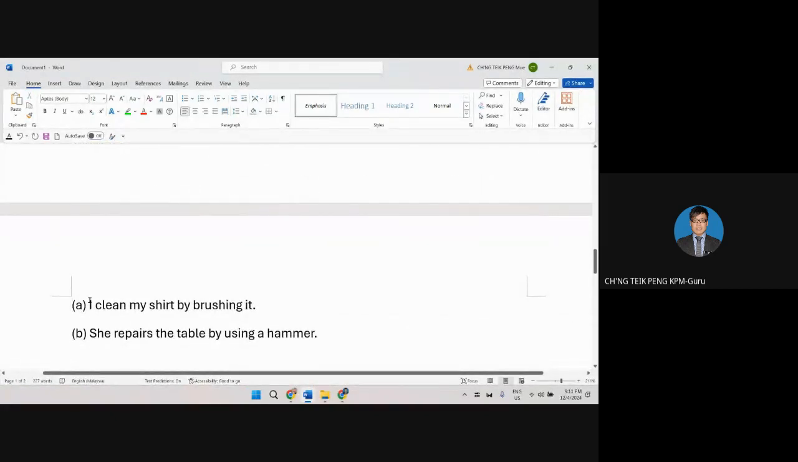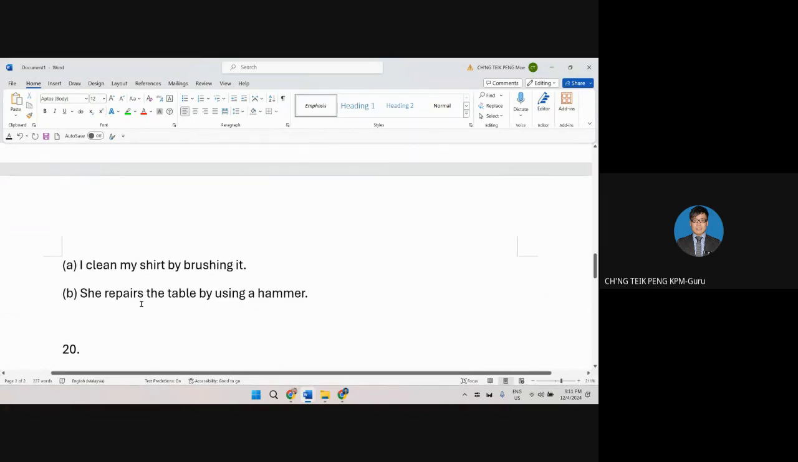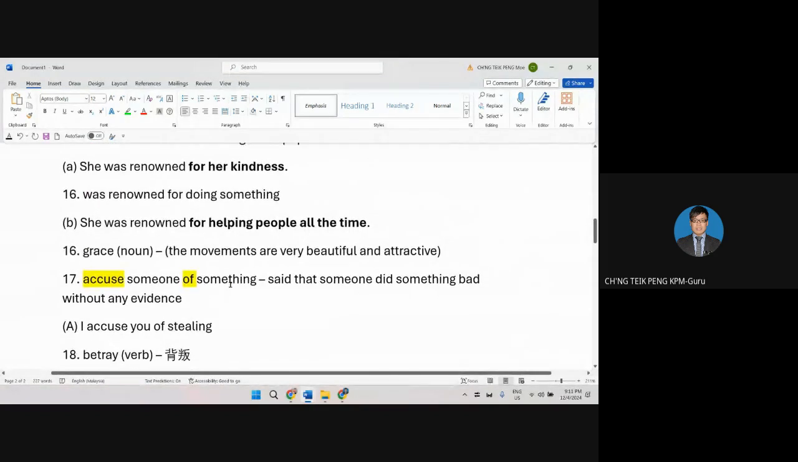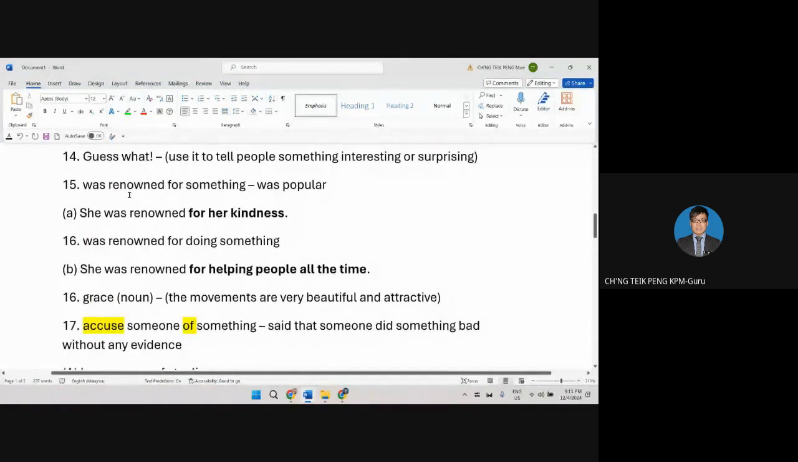For example, I clean my shirt. How do I clean my shirt? By brushing it. She repairs the table. How does she repair the table? By using a hammer. So by tells us the method. Then there is renown. After renown there must be for.